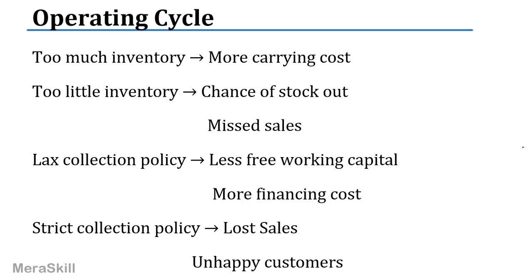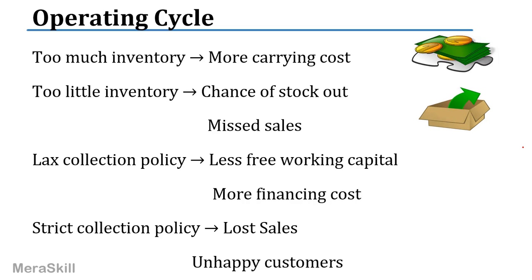Now the operating cycle: if you have too much inventory, high inventory, it means there is a lot of carrying cost, right? There is the cost of storing, there is the rent payment, there is money blocked in, there is a risk of obsolescence and so on and so forth. If you have too little inventory, that is a big problem because there is a chance of stock out, missed sales. That is really sad. We lose customers, we lose potential customers.